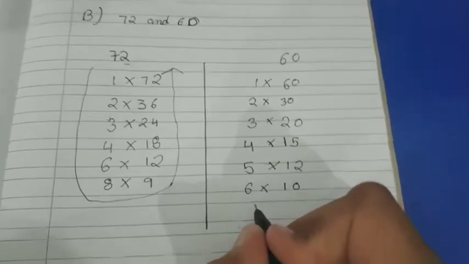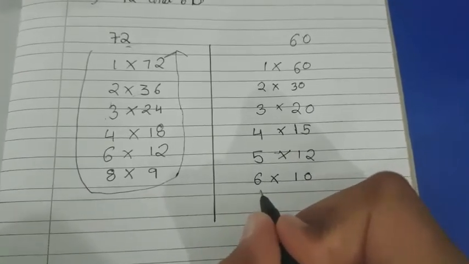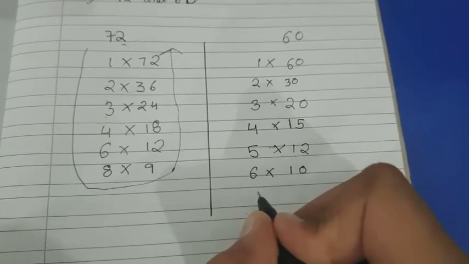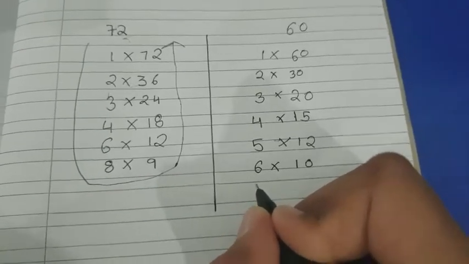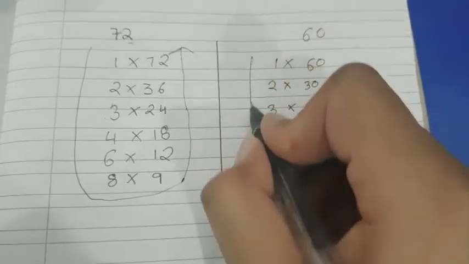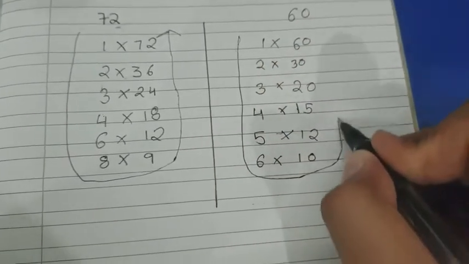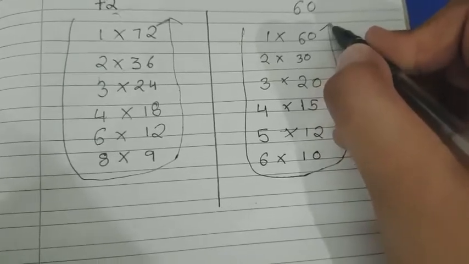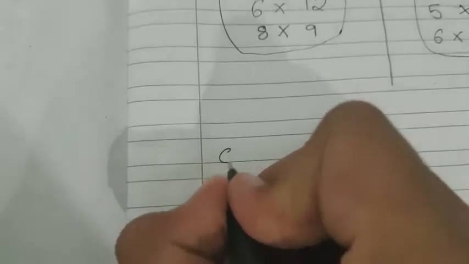Then 7, it doesn't go. Then 8, it doesn't go. 9, it doesn't go. Then 10, it's repeating. So we have to make a U. By mistake I have said Q, sorry. And now here we will write CF, meaning common factor.